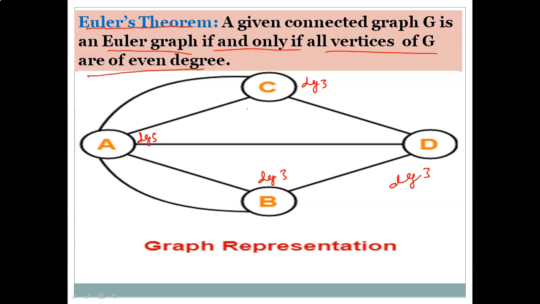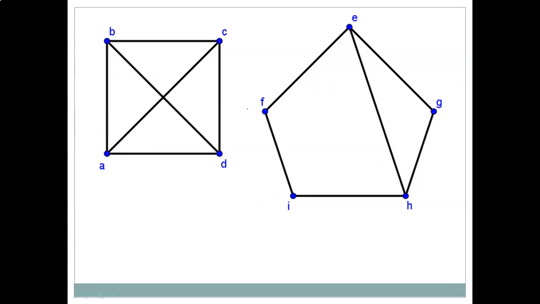But now in the problem of Konigsberg, it was not possible to do that. So the answer of the problem is no. The answer of the problem is no. We cannot return to the same point by crossing all the bridges exactly once.